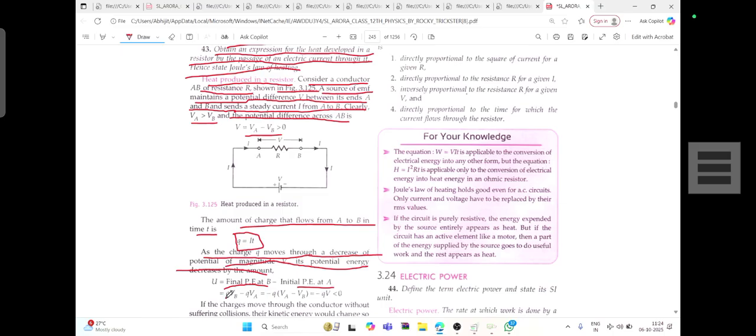V is equal to W by Q. That means QV_B minus QV_A. That means Q into (V_B minus V_A), which is less than 0.